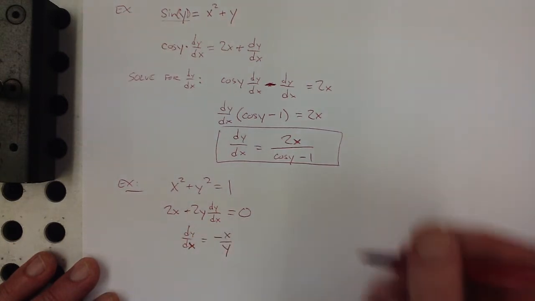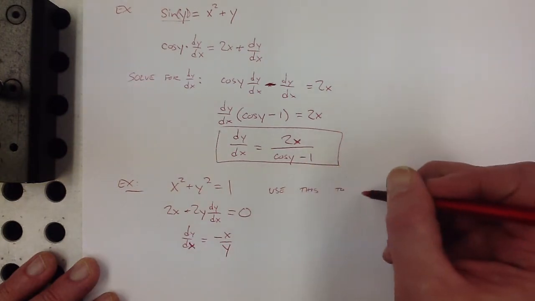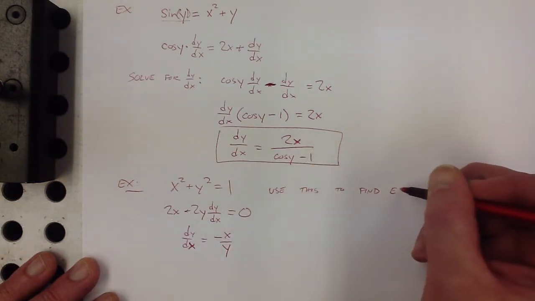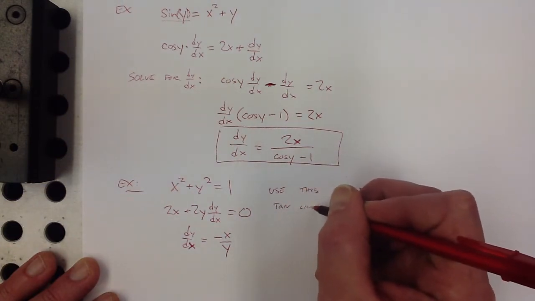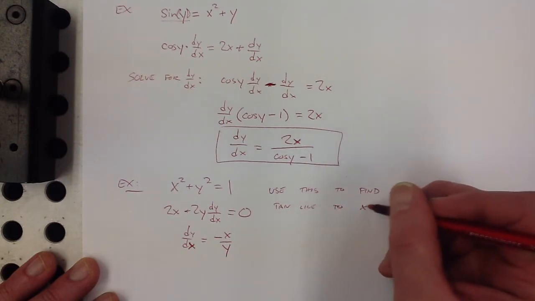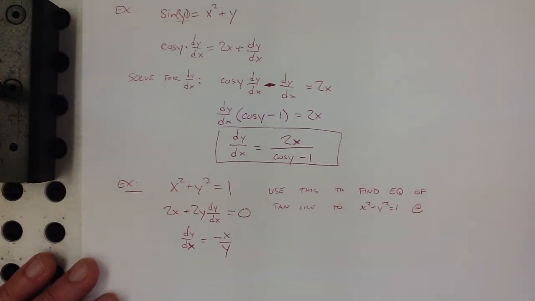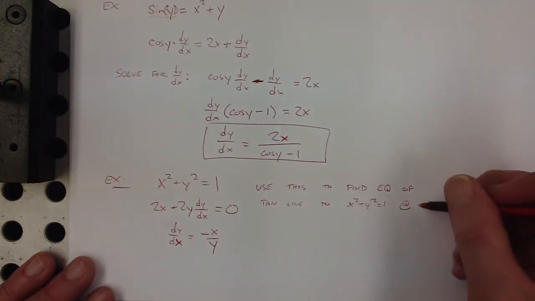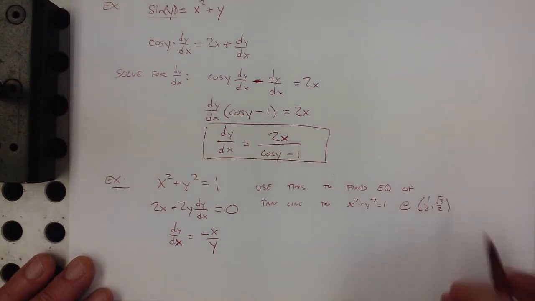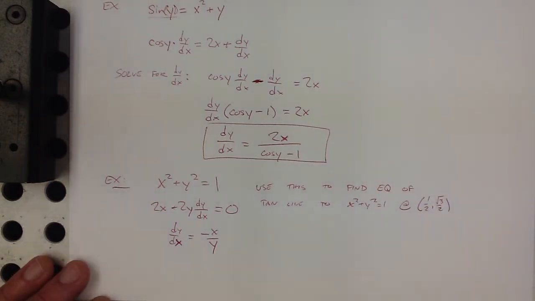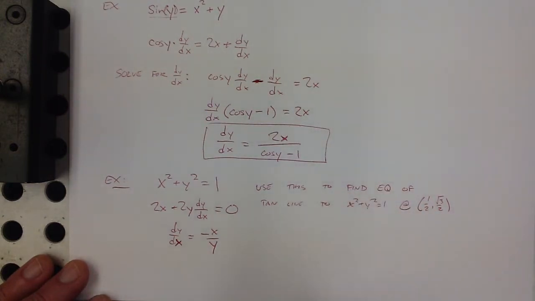And then we could use this to find the equation of the tangent line to the unit circle, and you could pick any point you want on the unit circle. How about the point 1/2 comma square root of 3 over 2, right? We know that's a point on the unit circle. So let's see. There's my point, so I just have to find the slope.